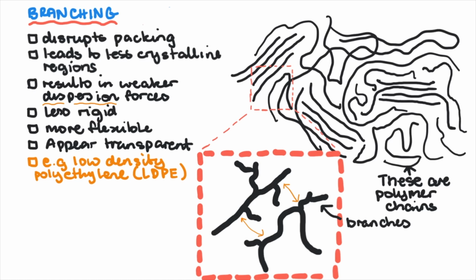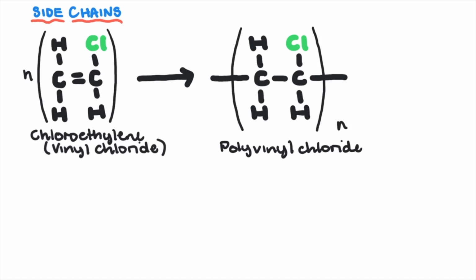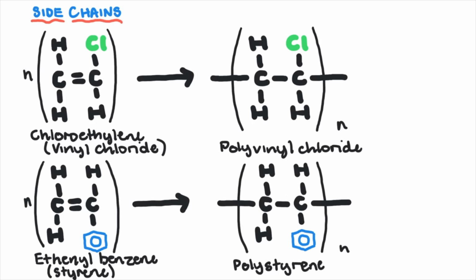Adding side chains, which are just teeny tiny branches to the carbon chain, also drastically changes their properties. Adding atoms like chlorine to form chloroethylene, aka vinyl chloride, which polymerizes to polyvinyl chloride, or even subbing in a benzene ring to make ethenylbenzene, aka styrene, which polymerizes to polystyrene. These reduce the flexibility and become more rigid.